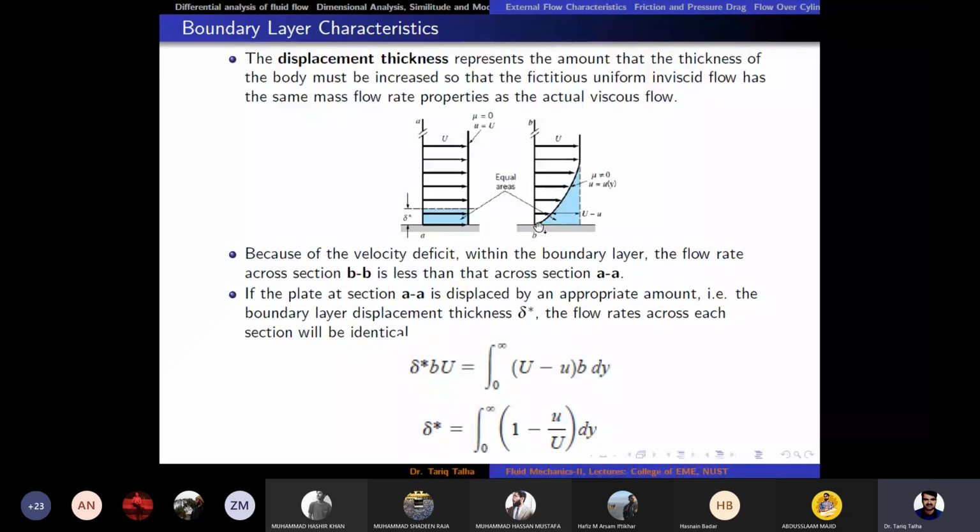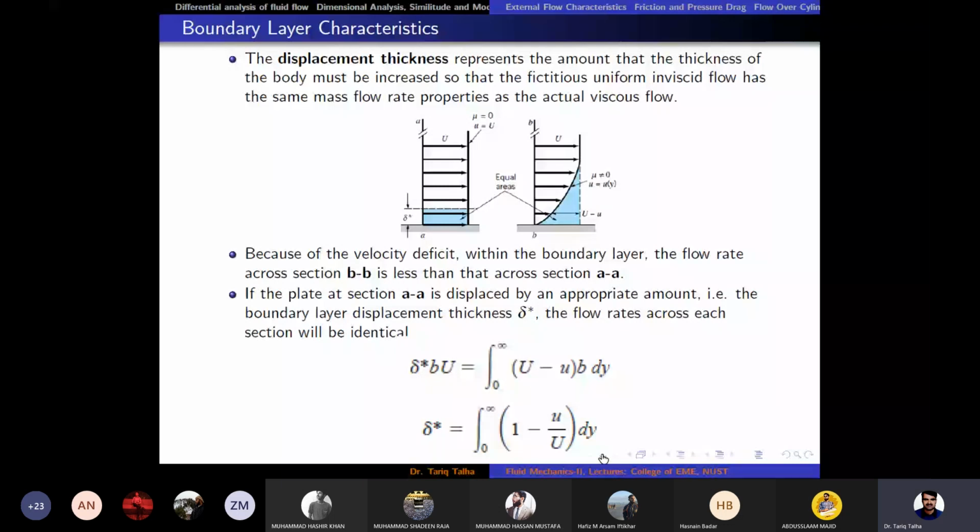Now, what is this shaded region? We need to integrate it from 0 to infinity or 0 to delta. For that case, why do we call it infinity? Because at y equal to delta, this u would be equal to capital U, and then this quantity would be 0 after the boundary layer. So within the boundary layer, it would have some value, which is shown by this shaded region, U, which is the free stream value, and u, small u, which is a function of y. So you can see that this differential is more near the wall, and it reduces to 0 at the edge of the boundary layer. So now (U minus u) into b dy.